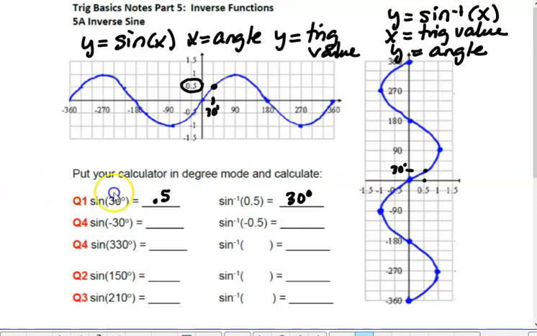Now if we go to sine of -30, which would be right here, and go down on the graph, we see that we are at -0.5. And if we go to -0.5 on the x-axis of the inverse graph and go to the graph, we see that we are at -30, because this would be -30, -60, -90.